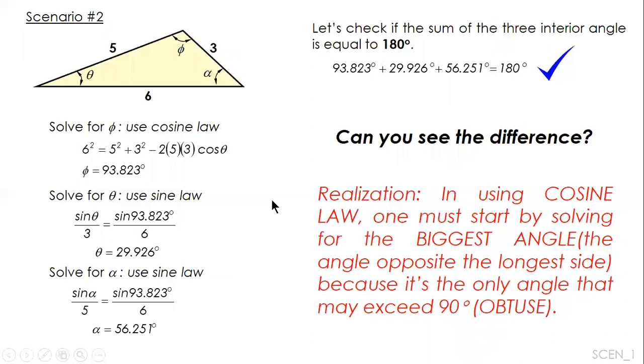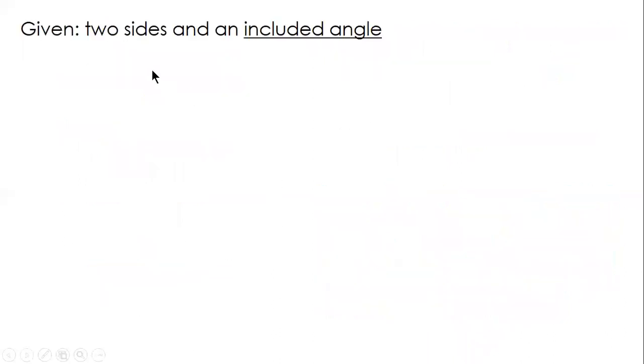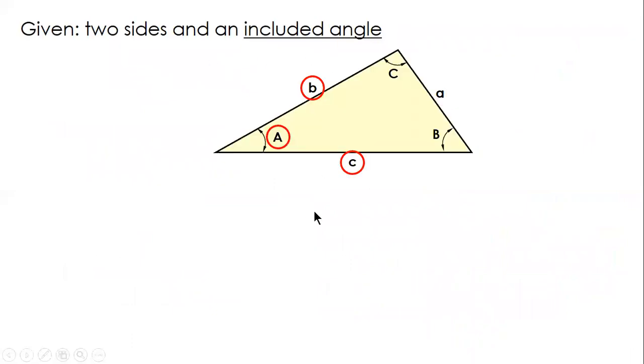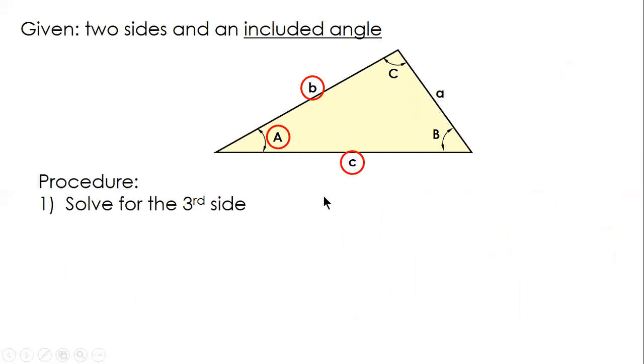So, this is for three sides given. Now, for the other condition, two sides and an included angle. Okay, two sides and an included angle. Your first step, no other choice, is to solve for the third side. Since this is the angle involved, it goes on the left side of the equation. You solve for the third side, A.